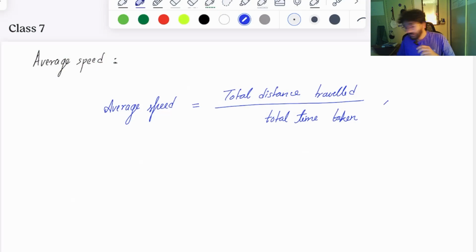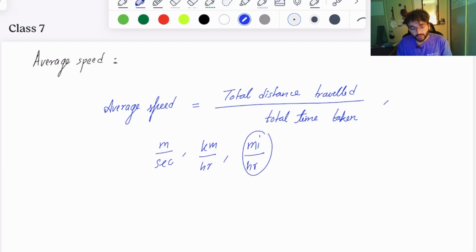So the formula for speed is, I'm out of water. Anyway, the formula for speed is total distance traveled over total time taken, right? So in physics, you start with a formula, and you can basically derive units out of it. So if speed is total distance traveled over total time, then speed will have units like meters over second, because distance is on the top, time is at the bottom, or kilometers per hour, or a more familiar one like miles per hour. Okay, so those are some of the units of speed.